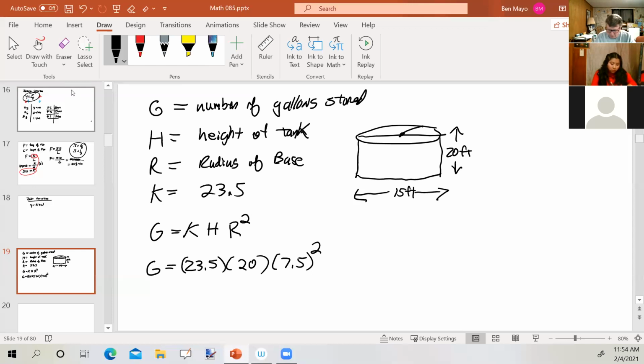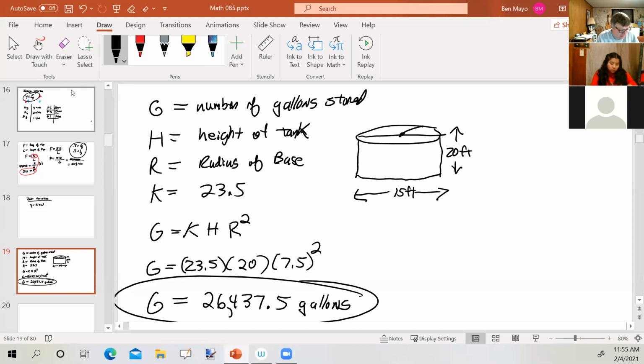Okay, so once again, calculator, G equals, let's see here, 23.5 times 20 times 7.5 squared, and I get 26,437.5 gallons. So the number of gallons that could be contained in that tank is that number. Any question on that?